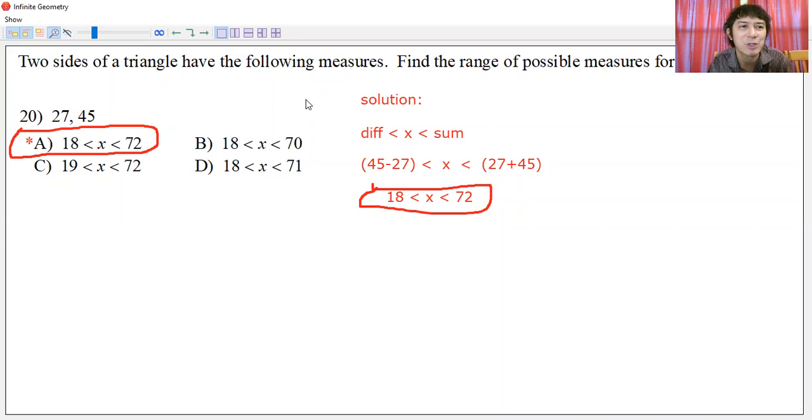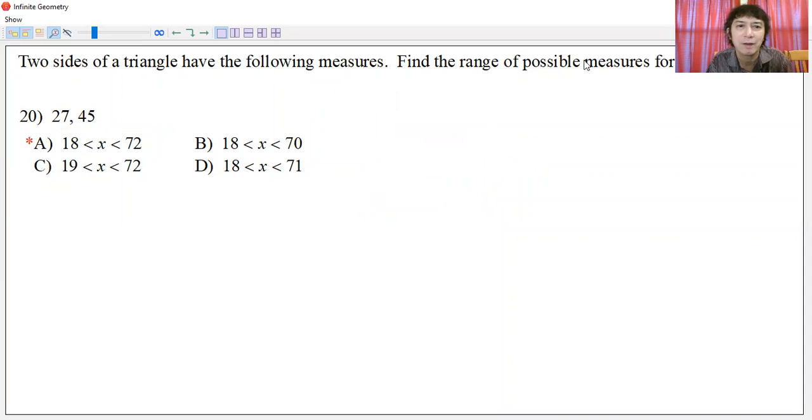Okay, next, let's have number 21. Here's number 21. Two sides of a triangle have the following measures. Find the range of possible measures for the third side. We have 47 and 29. So we have a formula, of course. We have the difference, and then we shall follow the way to write the range, okay?